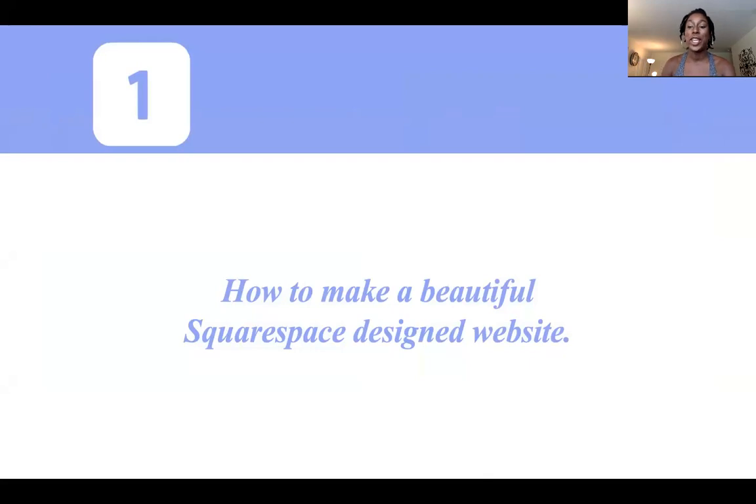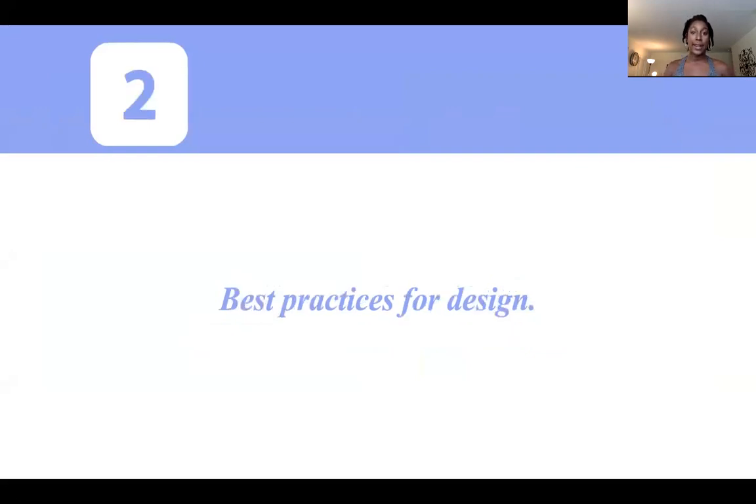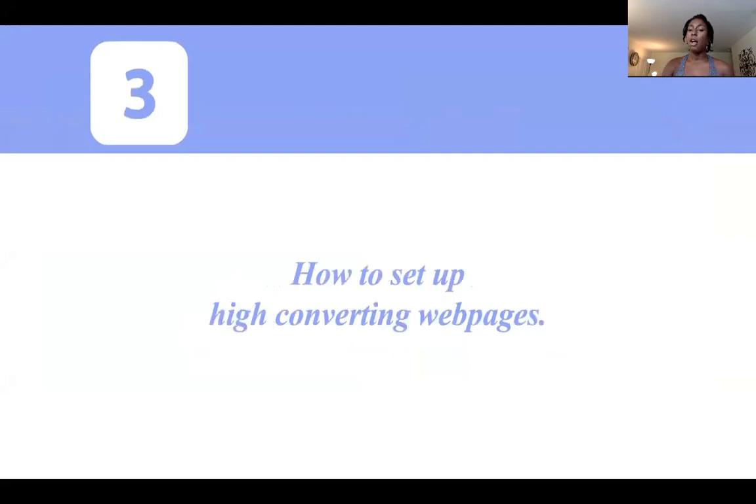So I'll be showing you 4 things today. Number 1 will be how to make a beautiful Squarespace designed website. Number 2 will be best practices for design, because you want to create a website that just looks professional. Even if you did it yourself, you want to make it look good and beautiful. I'll also be showing you how to set up high converting web pages. Again, that's how to get potential customers into paying customers, because you have nice things that you're promoting and producing. So you want people to not only come to your page, you want them to buy things from you.